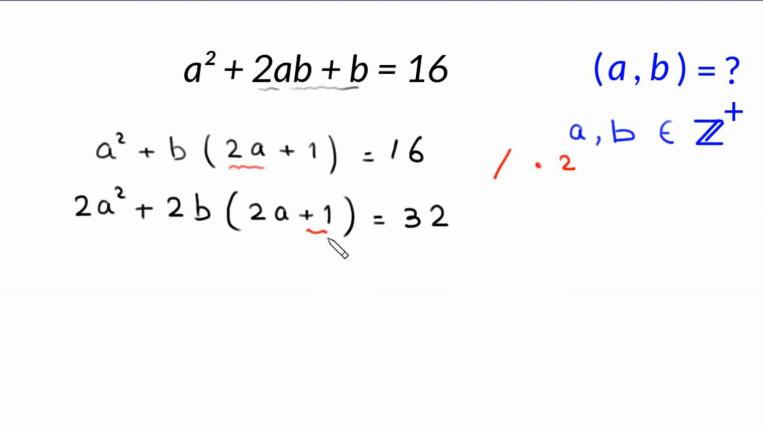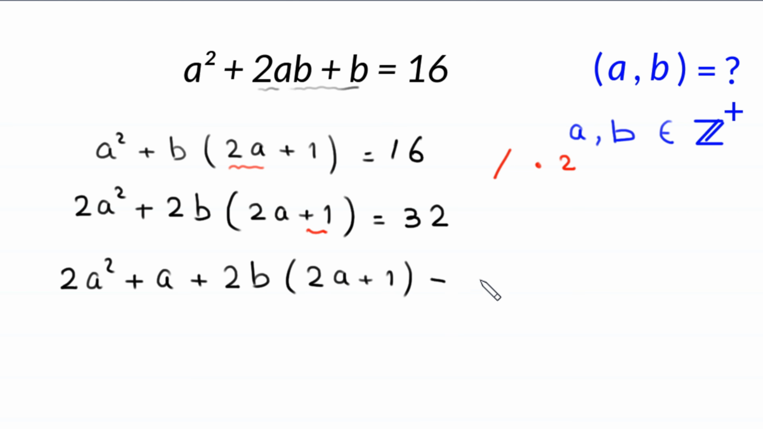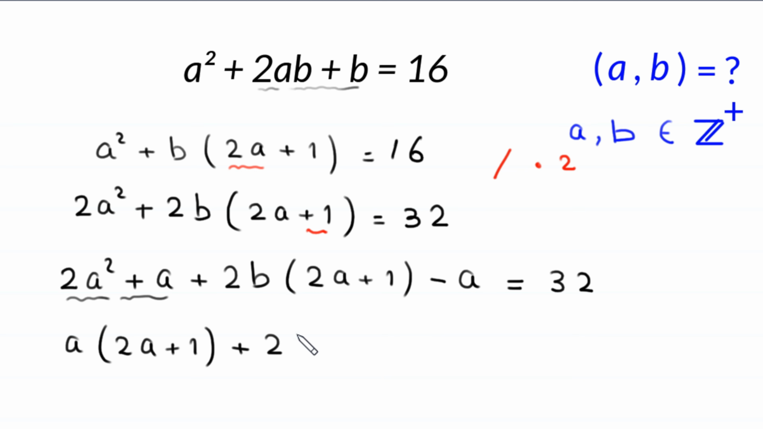Now because here we have plus 1, to make the same factor as this 2a plus 1, we add and subtract a in this expression on the left hand side. So this will become 2 times a squared, we add here a, plus 2 times b times (2a plus 1), and since we have added a here, we subtract a here, equal to 32. Now from these two terms 2a squared and plus a, we can factor out a. In brackets 2 times a plus 1, this remains the same, plus 2 times b times (2a plus 1), this negative a, equal to 32.